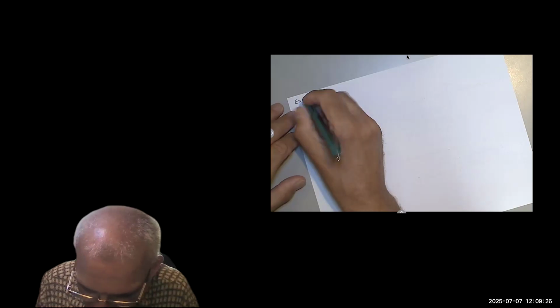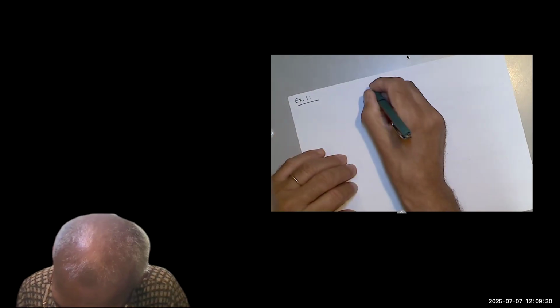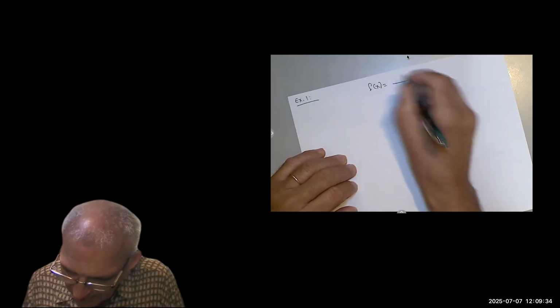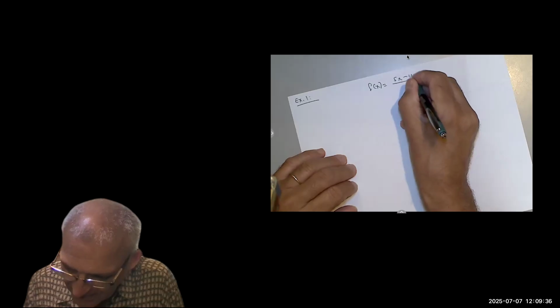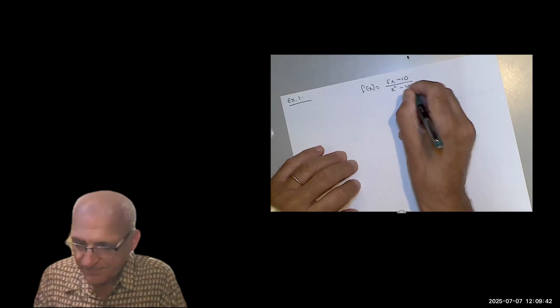So let's take an example, and we call that example 1, and then we'll do 2 and 3 probably next time. Let's say my f of x equals 5x minus 10 over x squared minus 4.